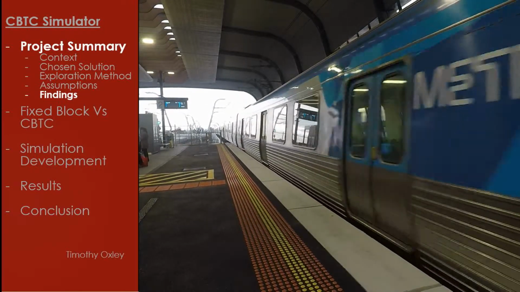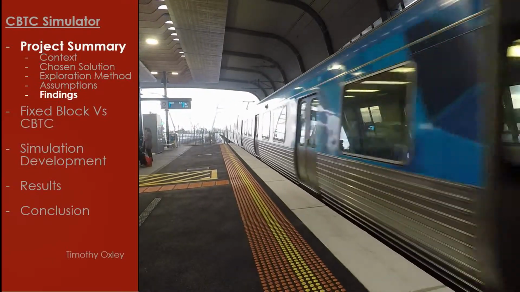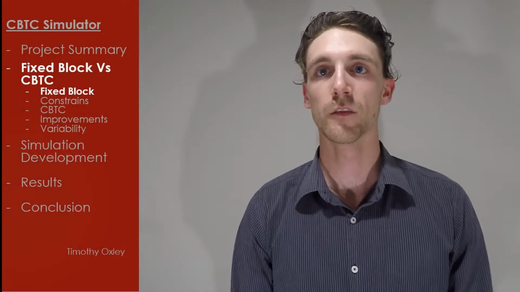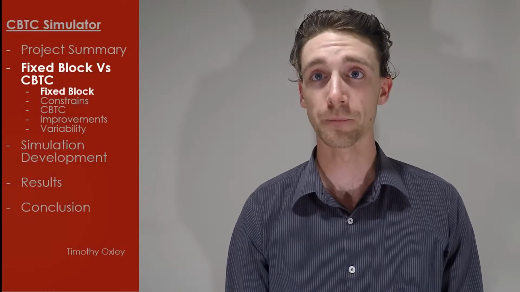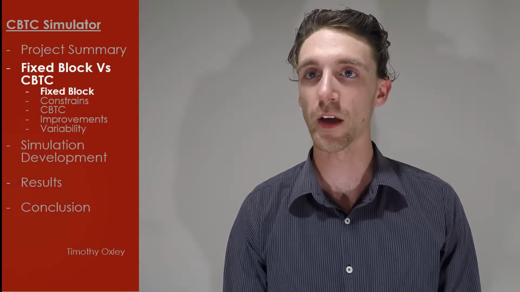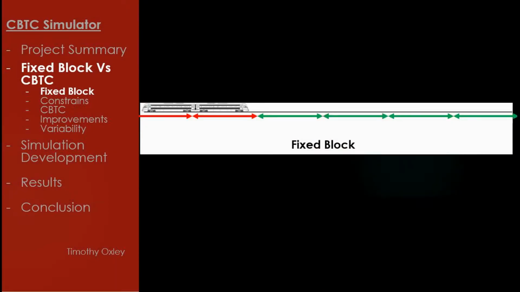CBTC also requires minimal investment in new infrastructure when compared to the cost of building additional tracks. Fixed block versus CBTC. The current signalling system in use utilises a principle known as fixed block, which divides a track into sections with a defined start and end point.